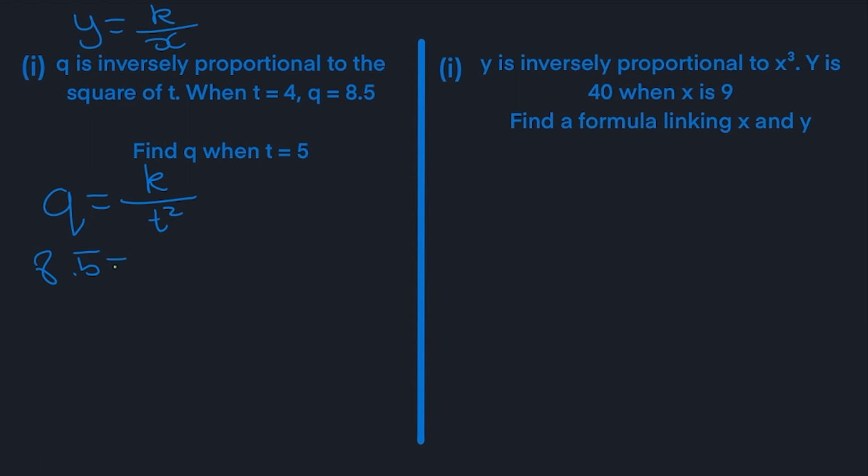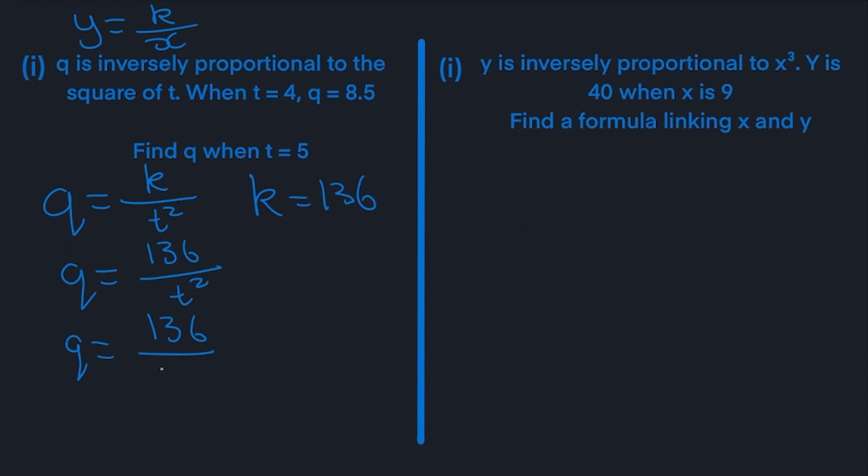8.5 for q, and this is equal to k over 4 squared. So 8.5 is equal to k over 16. Multiply both sides by 16, and you would get k is equal to 136. Again, once we know our k, we just rewrite the formula. And now we're being asked to find q when t is equal to 5. So q is equal to 136 over, what is t equal to? 5, so we put 5 squared. So 136 over 25, which can be rewritten as 5.44.